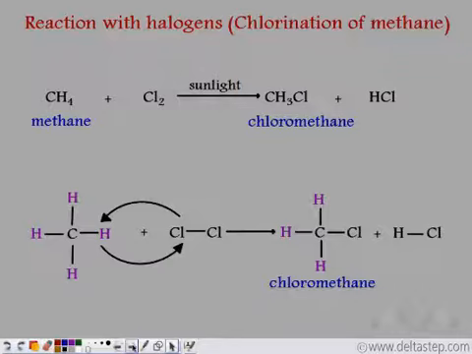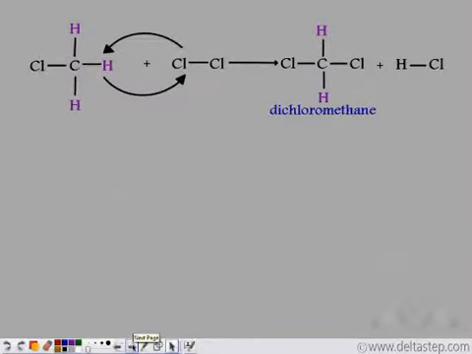Since they have only single covalent bonds, the hydrogen atoms can be replaced by other atoms. Now this chloromethane, let's continue the reaction with chlorine. So we have chloromethane, it again reacts with chlorine, and again one chlorine atom replaces one hydrogen atom. So we get dichloromethane, that is 2 chlorines, plus hydrogen chloride.